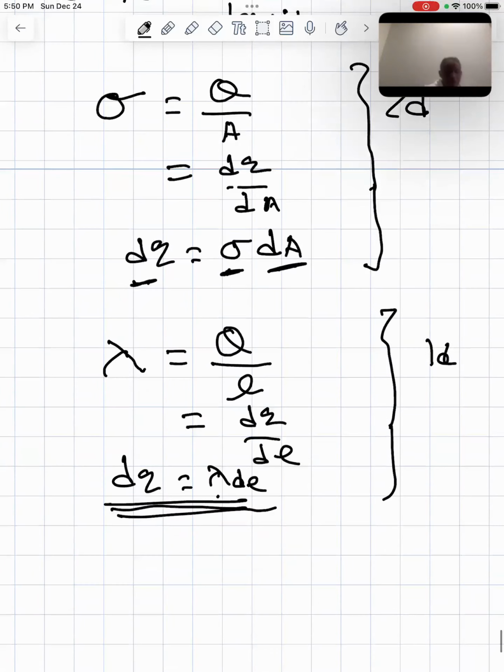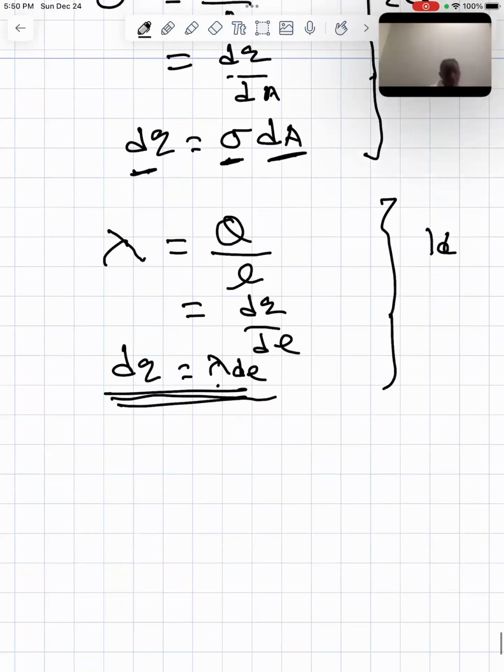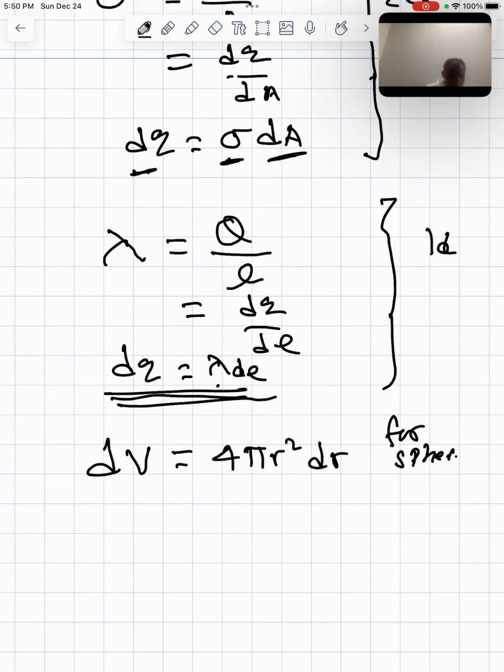Now let me go to the sphere. Let me refresh your knowledge. What is dV? For a sphere, it is going to be 4 pi r squared dr. This is called the volume element for a sphere. dV is nothing but 4 pi r squared dr. Let's check it out.